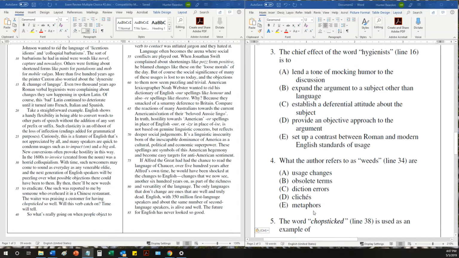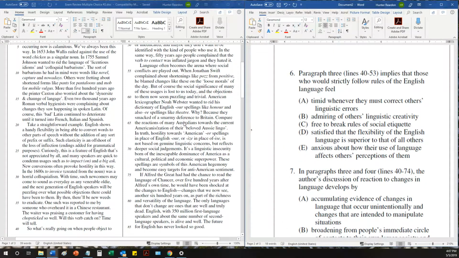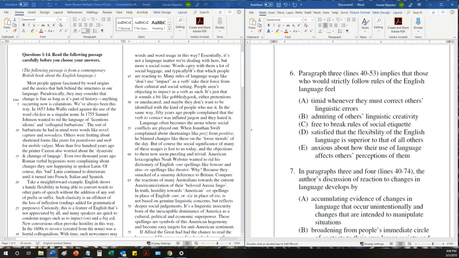Okay, number 6. We're going to go up here and then over here to number 6. Okay, so paragraph 3. Lines 40 to 53 implies that those who would strictly follow the rules of the English language feel one of these ways. So to answer this one correctly, your attention should immediately go back to the section of the passage to which the question refers, lines 40 to 53. Looking over here at line 40, the author writes, maybe they, those who would strictly follow the rules of English, don't want to be identified with the kind of people who would use such language.